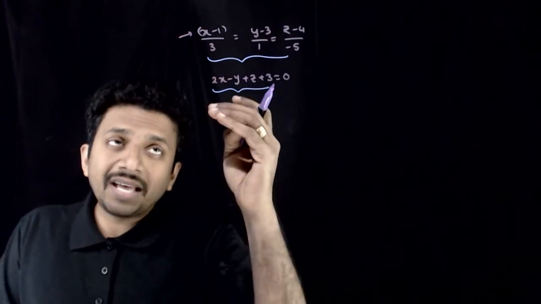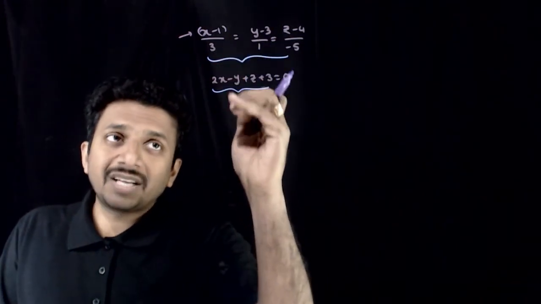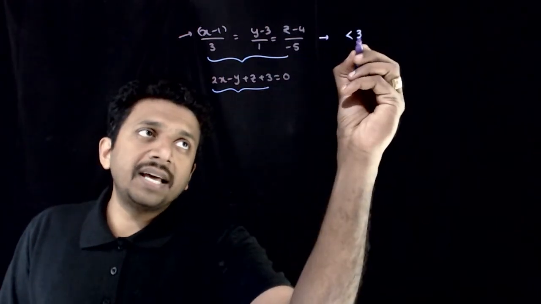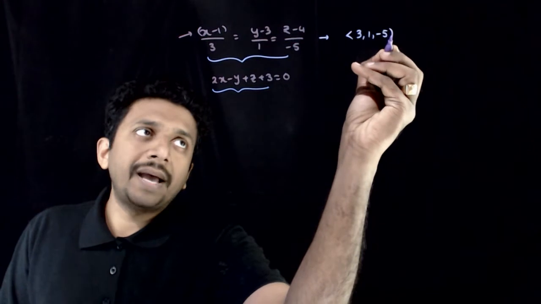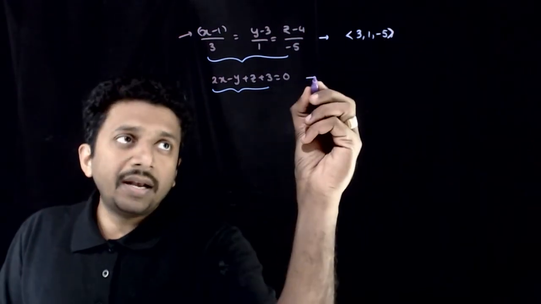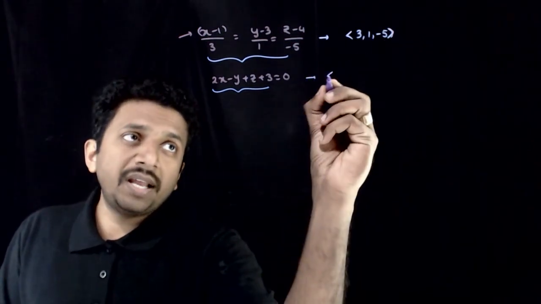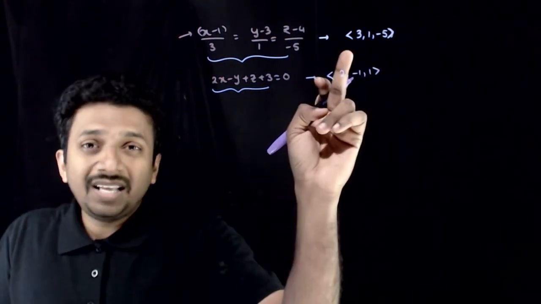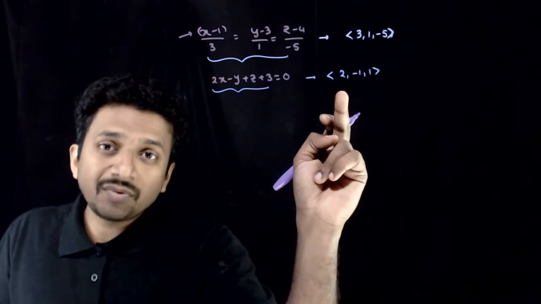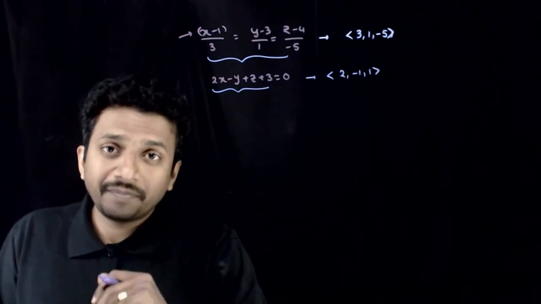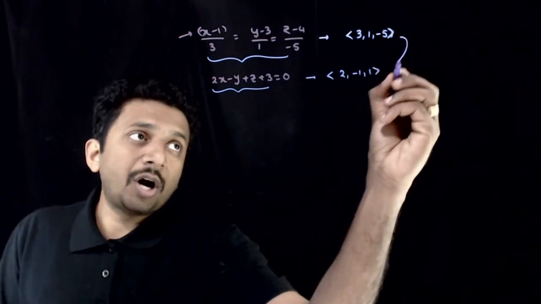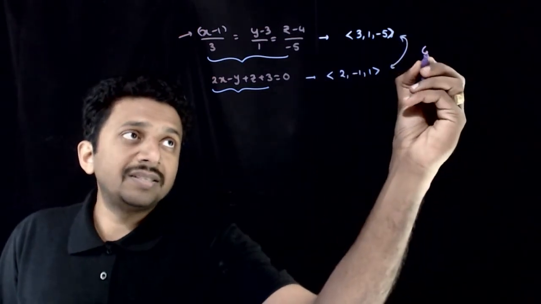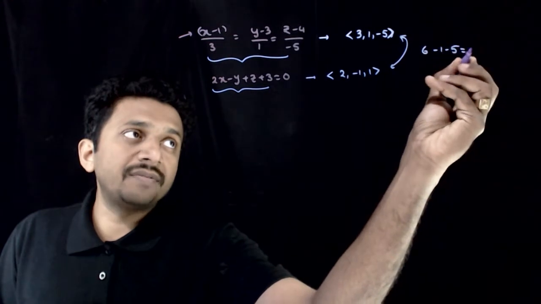So first let us analyze the nature of this line with respect to this plane. What are the DRs of this line? The DRs of this line are 3, 1, −5. And what are the DRs of the normal to this plane? 2, −1, 1. These are the DRs of the normal to the plane. So now if you do the dot product of these two, by observation, 6 − 1 − 5 is equal to 0.